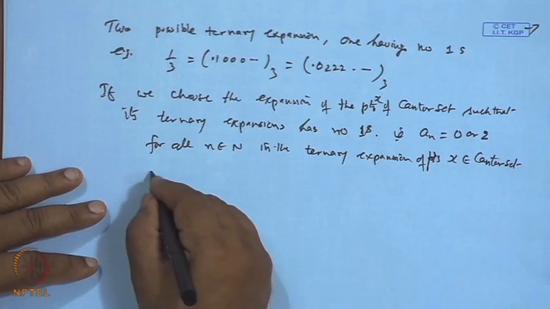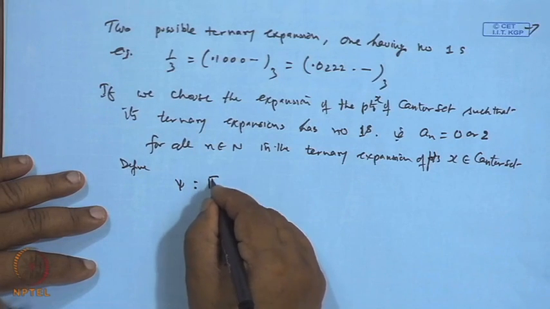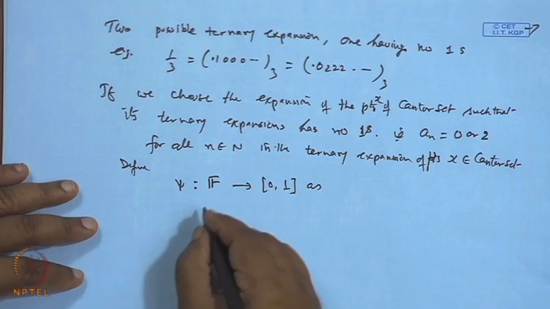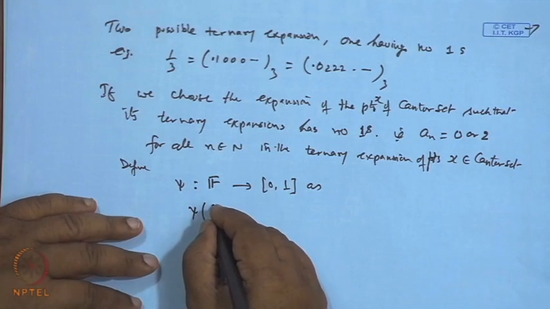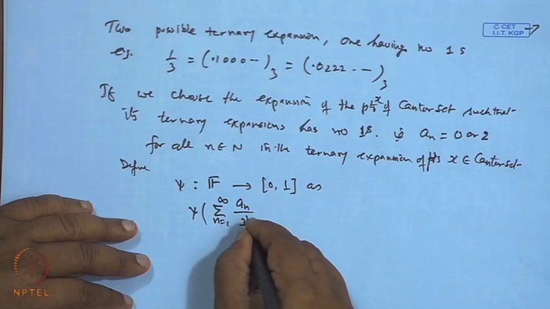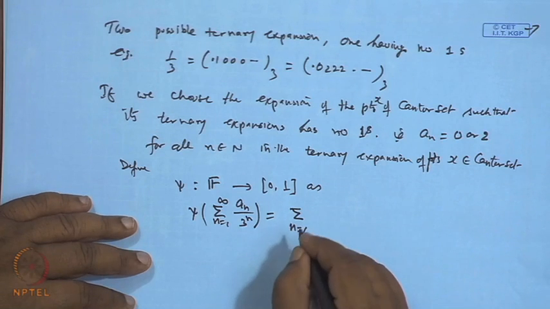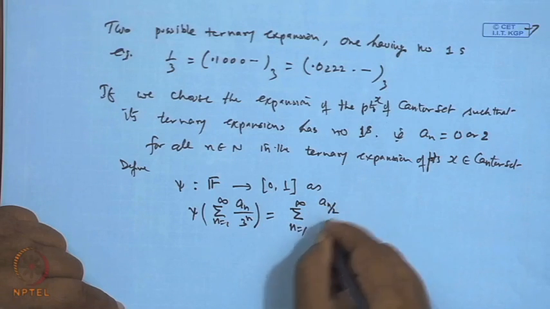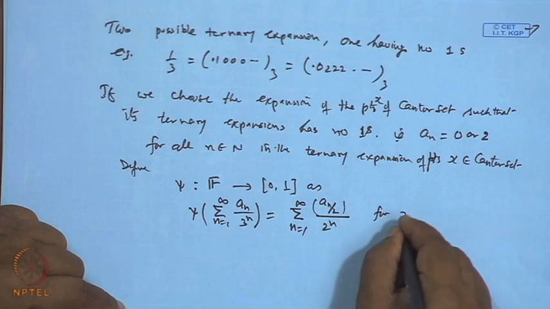Now, define a mapping psi from the Cantor set F to the closed interval 0, 1 as follows. If I take a point x whose ternary expansion is the sum from n equals 1 to infinity of a_n over 3 to the power n, then we take its image under psi as the point whose binary representation is the sum of (a_n by 2) divided by 2 to the power n, for each x belonging to the Cantor set.